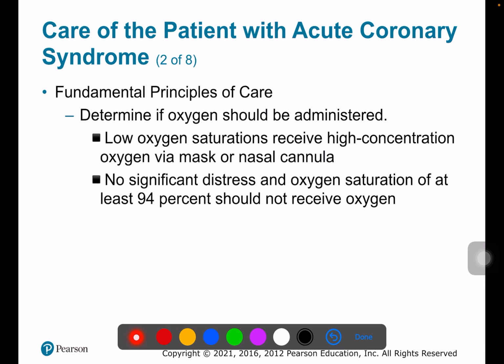Determine if oxygen should be administered. So low oxygen saturation, you know that. No significant distress and an oxygen saturation of at least 94% should not receive oxygen. We'll go through some anatomy and physiology, but oxygen can speed up a heart attack. It used to be old school to give everybody oxygen. Not at all. If they're not desatting, oxygen is not necessary.